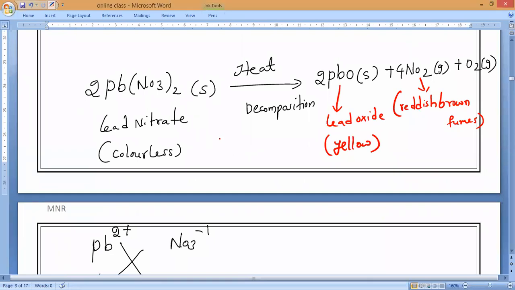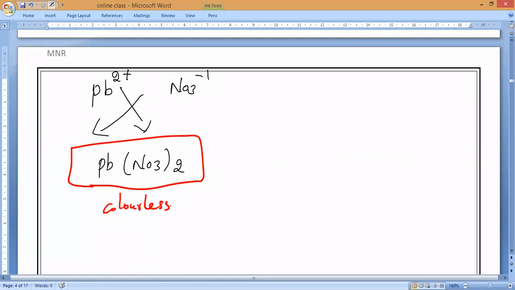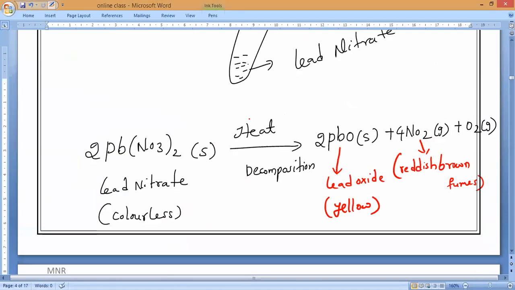So you notice color is very important. What is the lead nitrate color? Formula nobody should forget. What is the lead nitrate formula? Pb(NO3)2. Mind you, you have to remember Pb(NO3)2. It is a colorless substance. It will give you products again. Lead iodide is also yellow color only. So lead oxide is yellow plus reddish brown. Whenever reddish brown is coming, what is indicating? Nitrogen dioxide. Always remember.